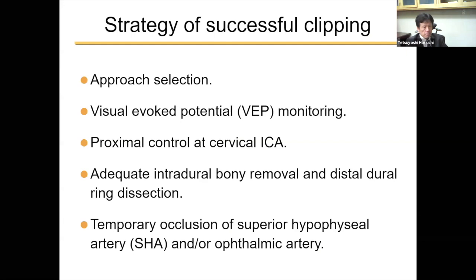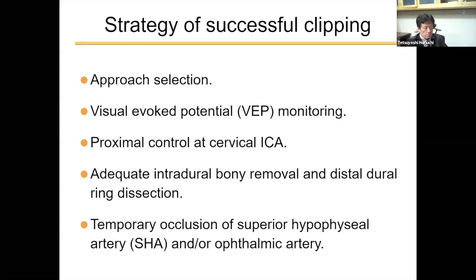The next topic is surgical strategies for successful clipping. It includes approach selection, visual evoked potential monitoring, proximal control at the cervical internal carotid artery, adequate intradural bony removal and distal dural ring dissection, and temporary occlusion of the superior hypophysial artery and or ophthalmic artery.